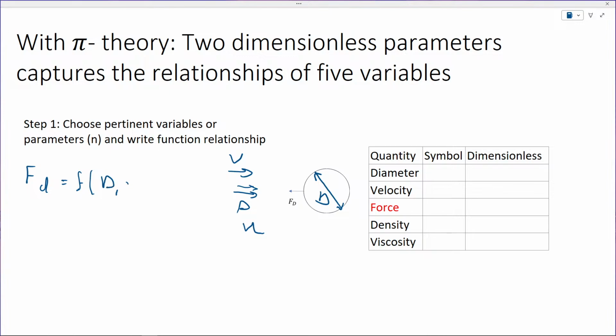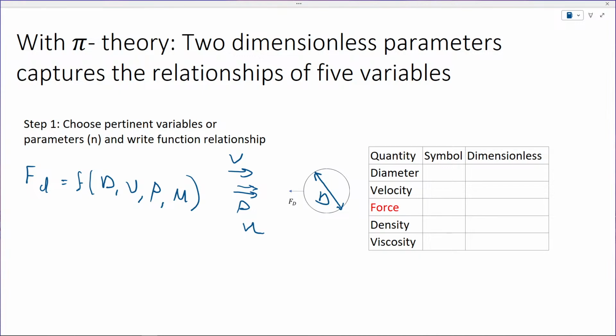diameter. That's a function of velocity. That's a function of density. That's a function of viscosity. This has to do with the object. This has to do with the velocity of the fluid, and this has to do with the properties of the fluid, its density and its viscosity. So that's the first step basically.